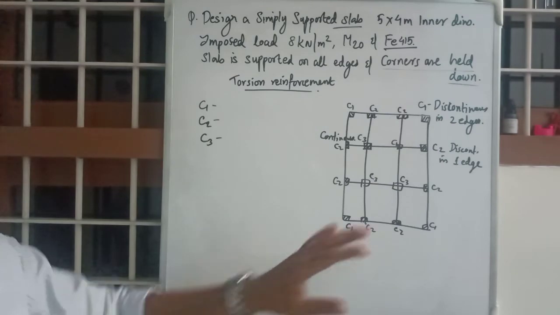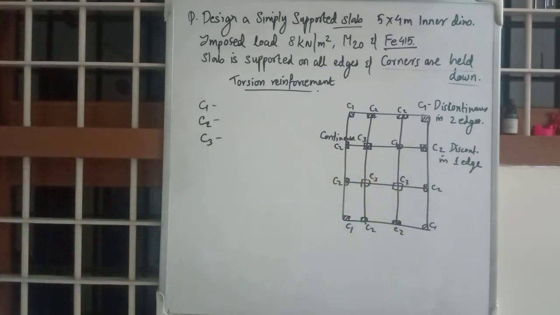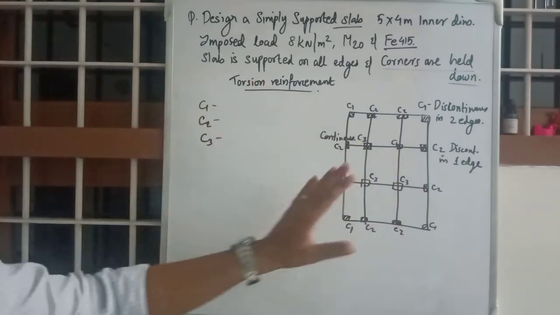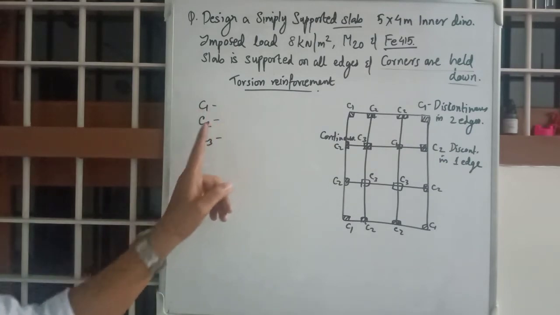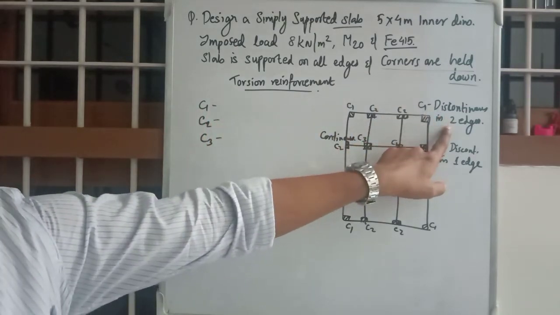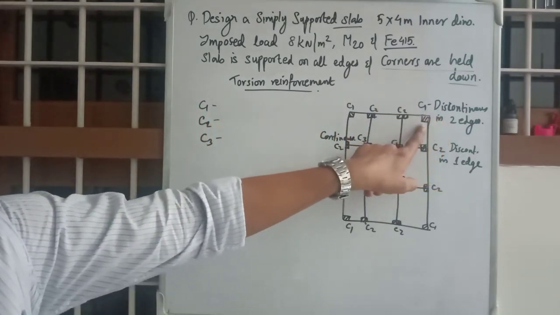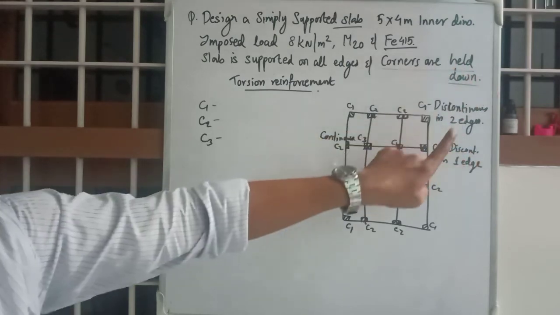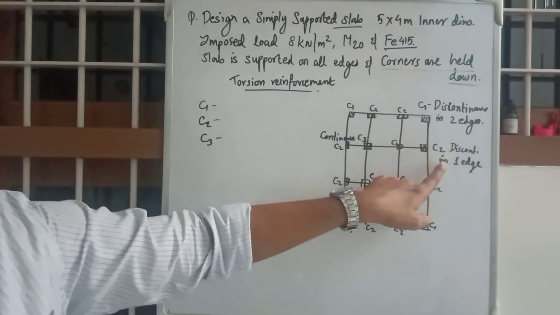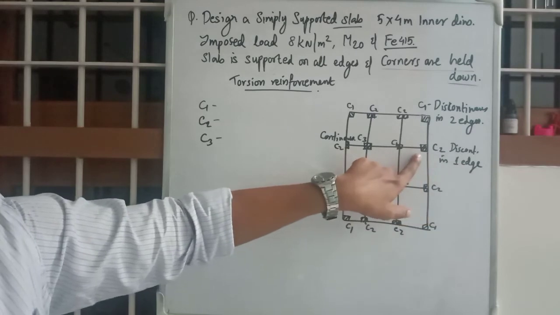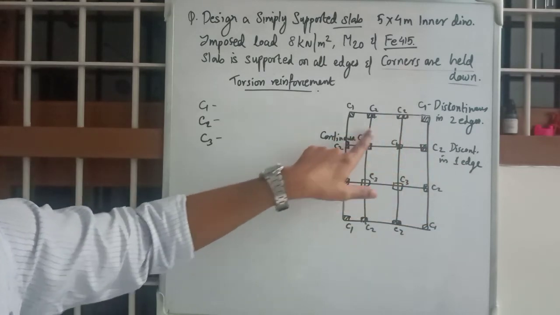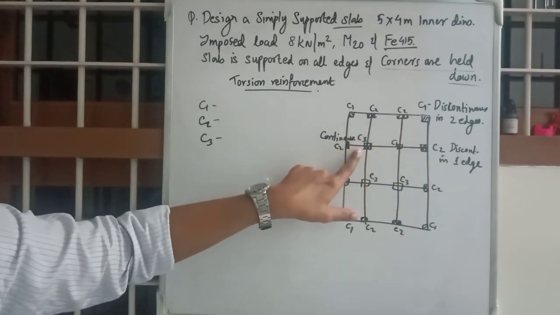Okay, so that is the idea. That is only 3 types. You cannot find more than that. C1, C2, C3. C1 is discontinuous at 2 edges. C2 has 1 edge discontinuity at the edge, and C3 is no discontinuity, continuous.